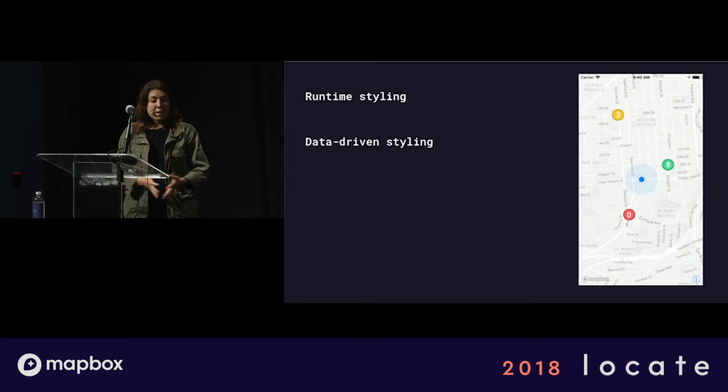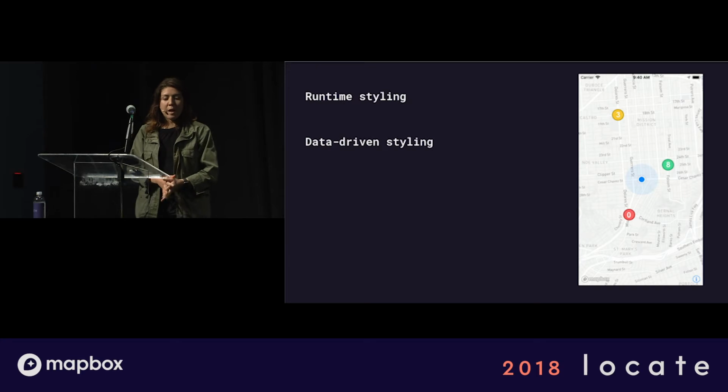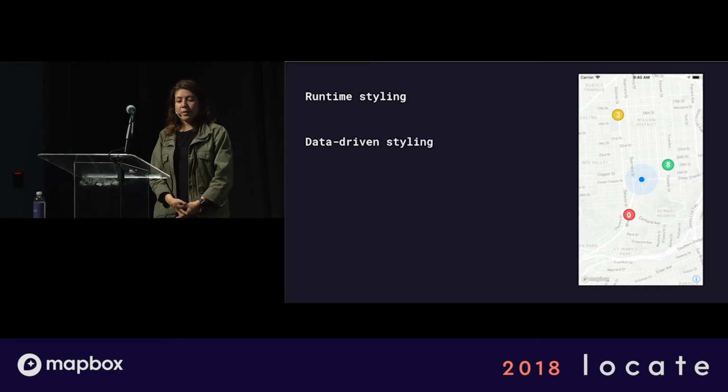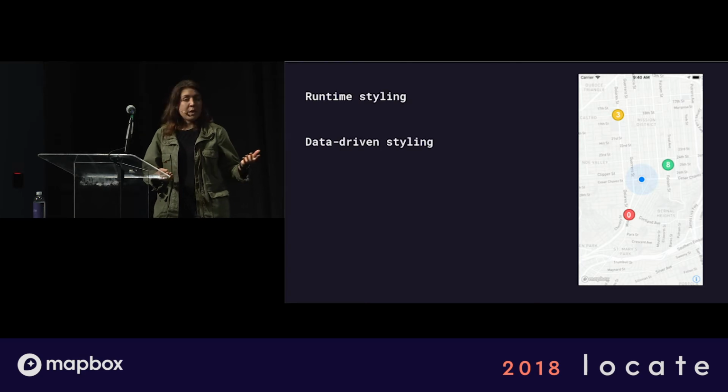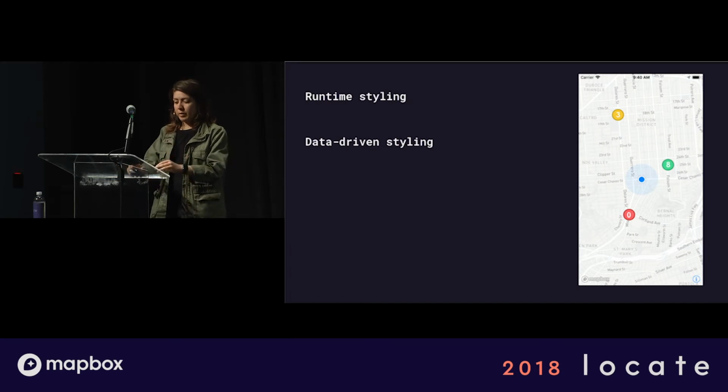Data-driven styling, on the other hand, is a similar concept. Data-driven styling allows you to style your spatial data based on its properties. So for an example, with data-driven styling, you could change the radius of a circle at an intersection based on the number of pedestrians that are there. You can change the color of a state polygon based on its population, or you can even use conditional logic to create bilingual labels.